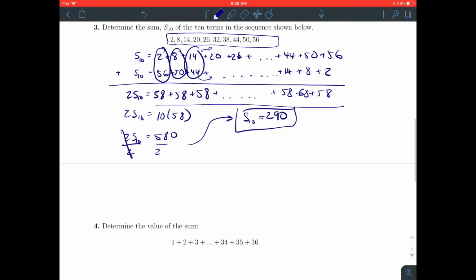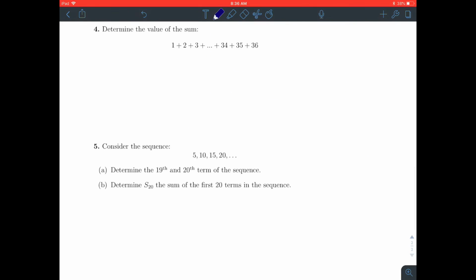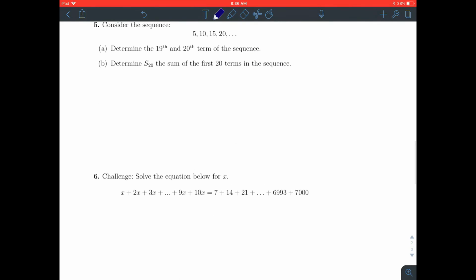And so to me, that's a lot more rewarding than actually adding up these numbers on the calculator. However, in the future, we're going to see that it's actually completely necessary because we'll be adding up way more than 10 terms. So I'm going to leave problem 4 for you, and problem 5 is a little bit trickier, so let me do that one.